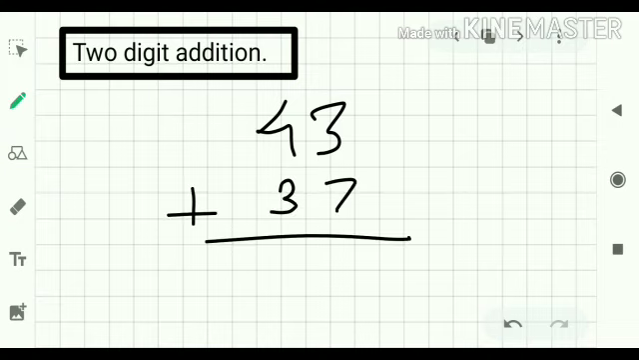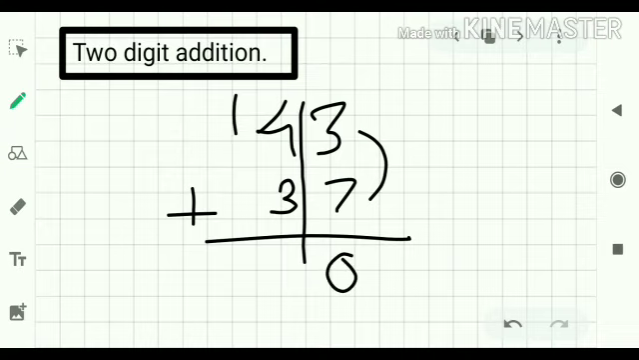So the common approach is to add the units with the units and the tens with the tens, right? Everybody knows what place value is. For those of you who don't know, this is the units place and this is the tens place. While adding the units place digits, the common approach is this: 7 plus 3 is 10. Of course we cannot write 10 together, so we carry 1, and 0 gets written here.